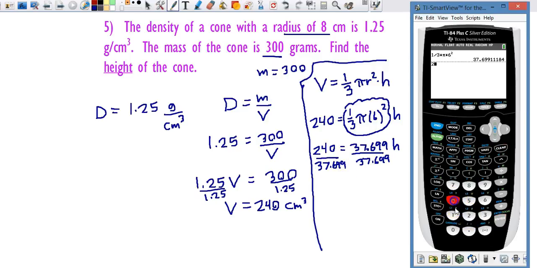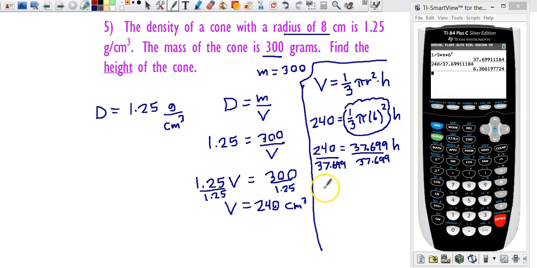240 divided by 37.699. I'm going to cheat and just press the up arrow to be a little more exact that way. It's going to give me 6.366. 6.366 what? Centimeters. That's my height, and that's the answer to the question: find the height of the cone.